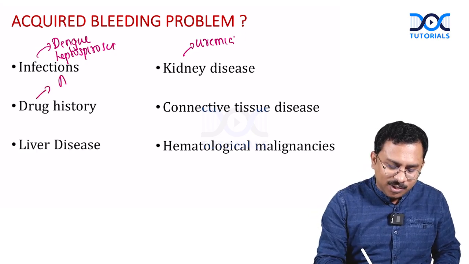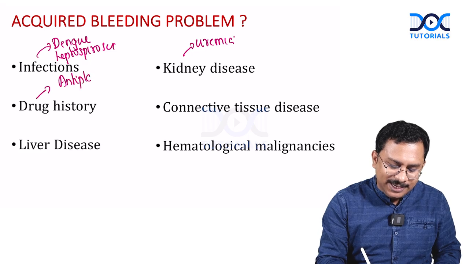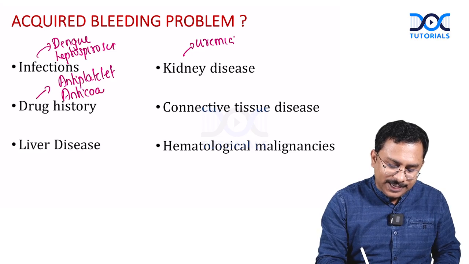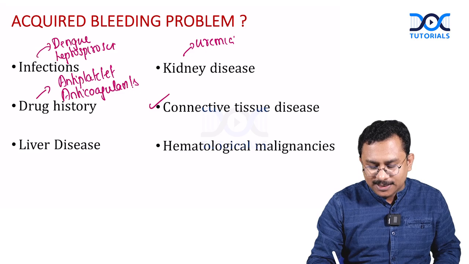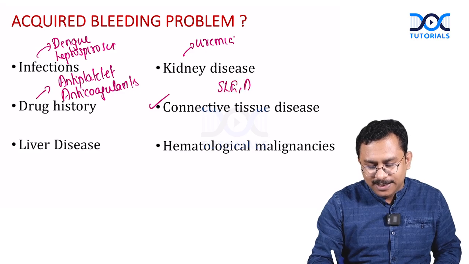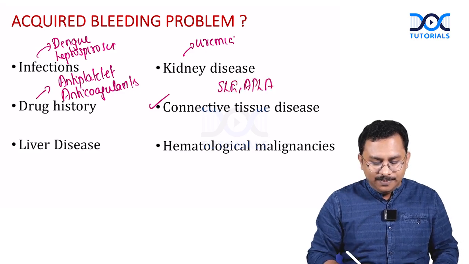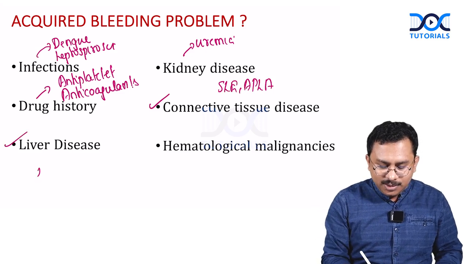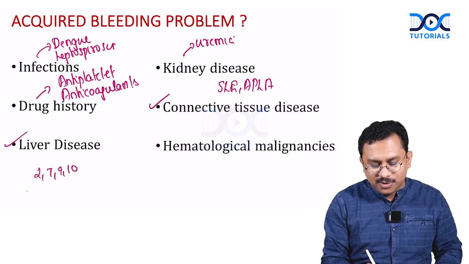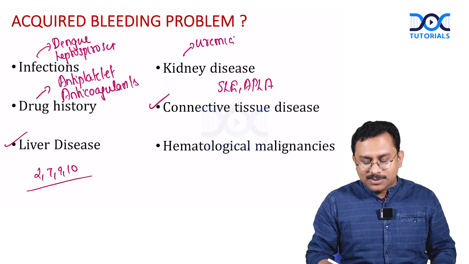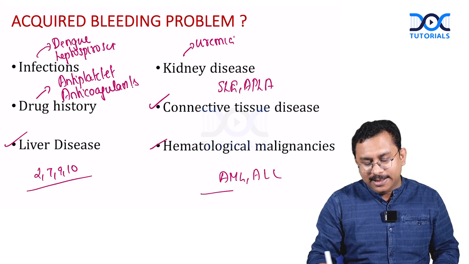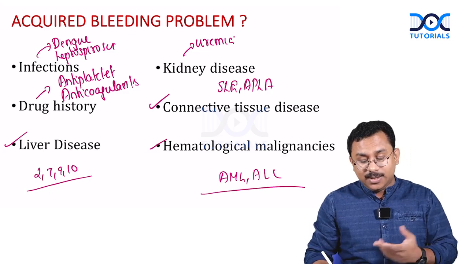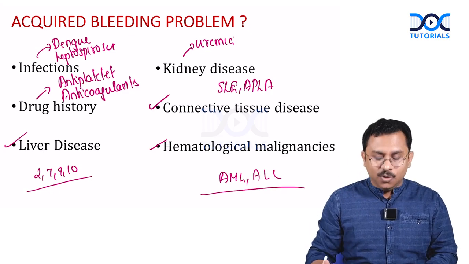Drug history is very important because many antiplatelets and anticoagulants can cause bleeding. Connective tissue diseases like SLE, APLA syndrome, watch out for them. Liver disease, again important, factors 2, 7, 9, 10 are produced from the liver, so you can have bleeding problems. Hematological malignancies, the leukemias, AML, ALL, can have bleeding problems because of associated thrombocytopenia as well.